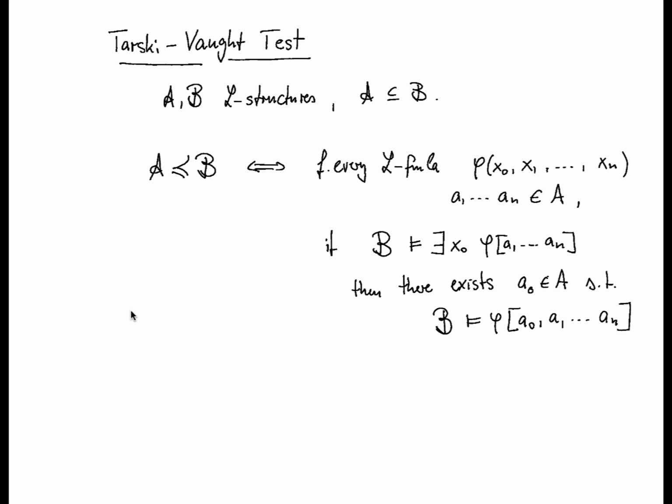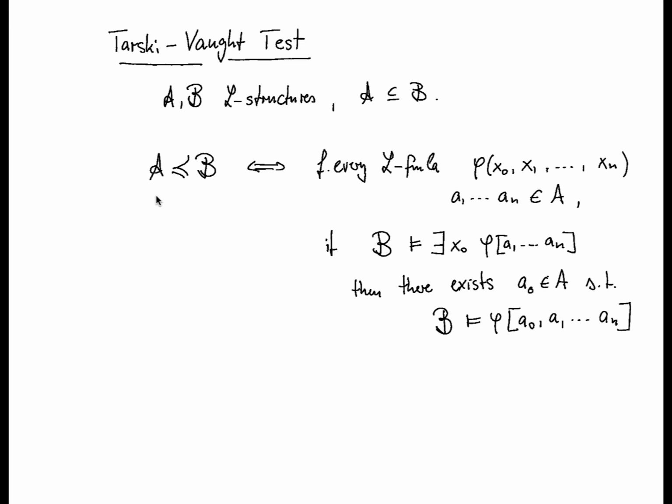The definition of being an elementary substructure may seem a little daunting at first, because in order to check it, we need to verify the truth behavior for every formula and for every tuple from the smaller structure. However, this can be greatly reduced to checking only a certain kind of formula and for a certain kind of witness. And this is called the Tarski-Vaught test or criterion.